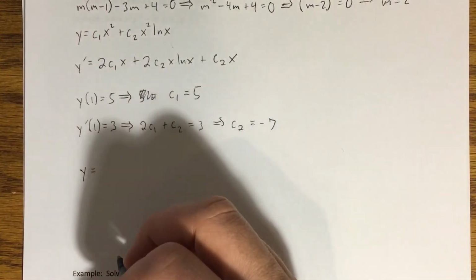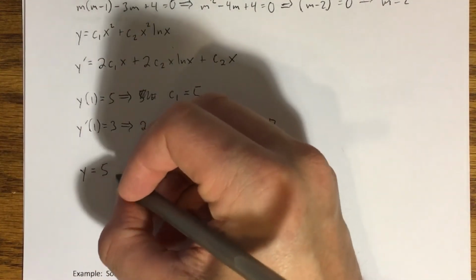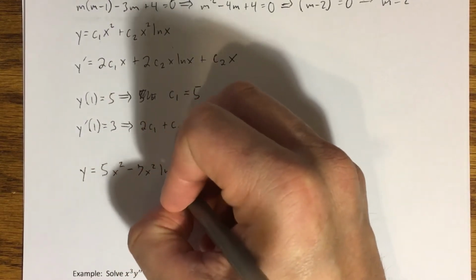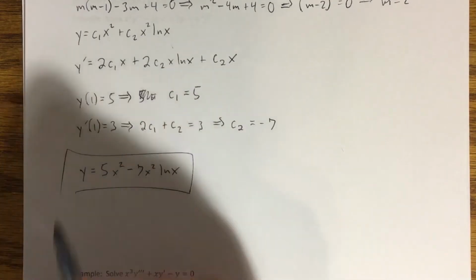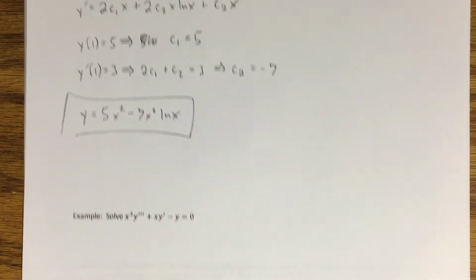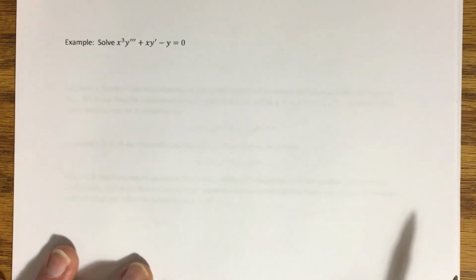y is equal to 5x squared minus 7x squared natural log of x. Okay? Not too bad. Not too bad. On to the next example.